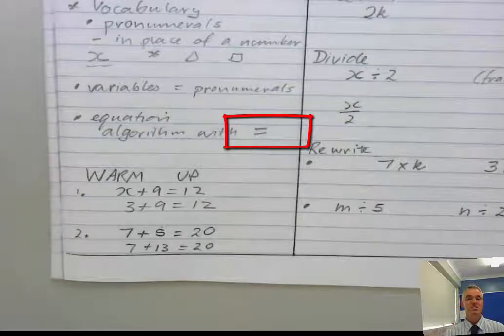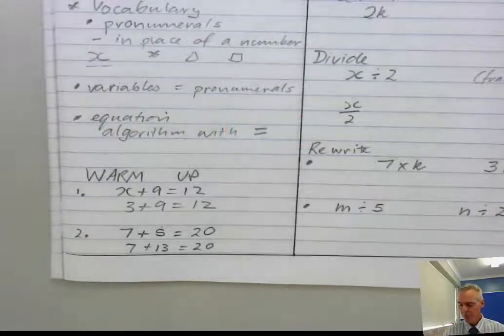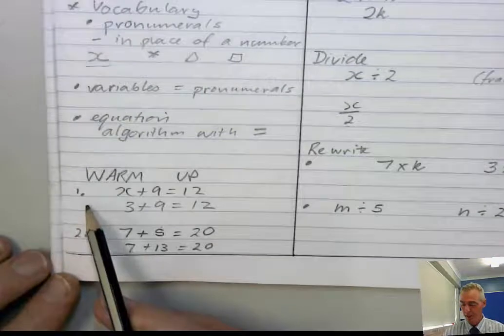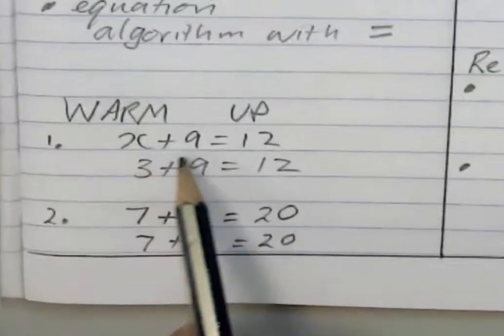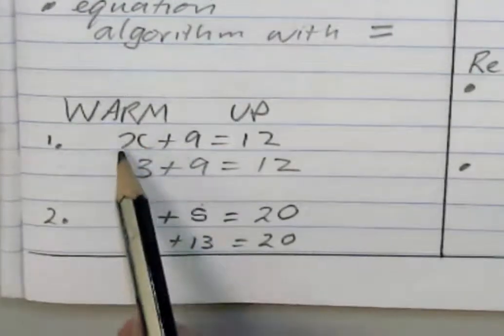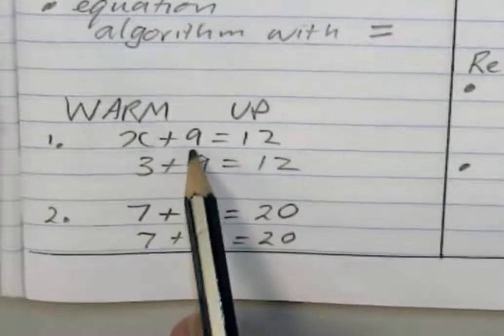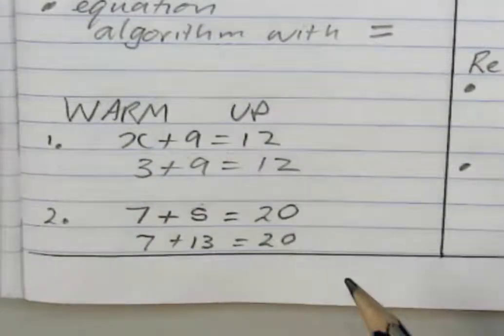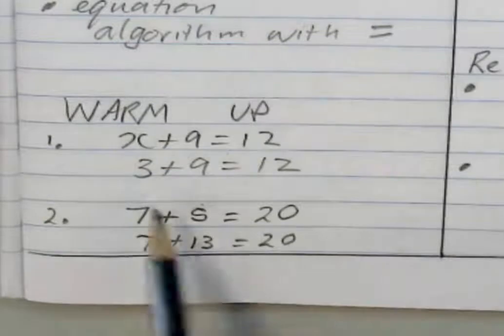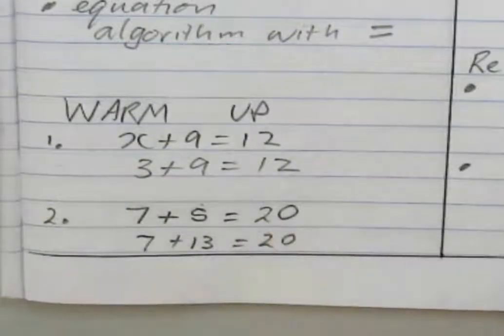Now here's some tough stuff to get you warmed up. You need to write these down. Here's the first one. X plus 9. So I've got this letter in here. I don't know what it is. But that and the number 9 equal 12. Well, we can guess at that and write it down. 3 plus 9 is 12. First part of algebra done.